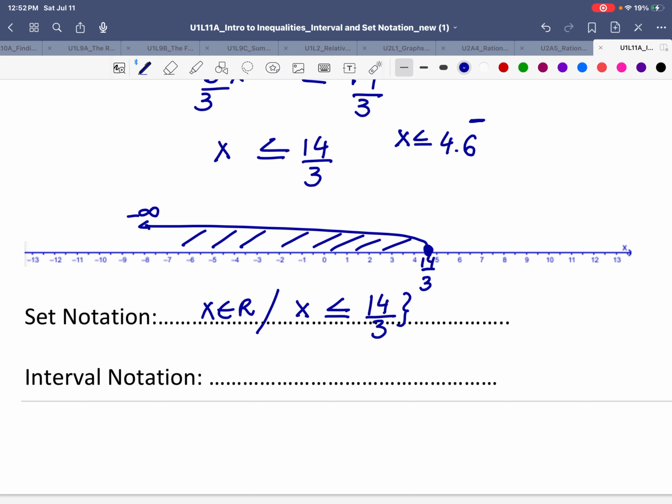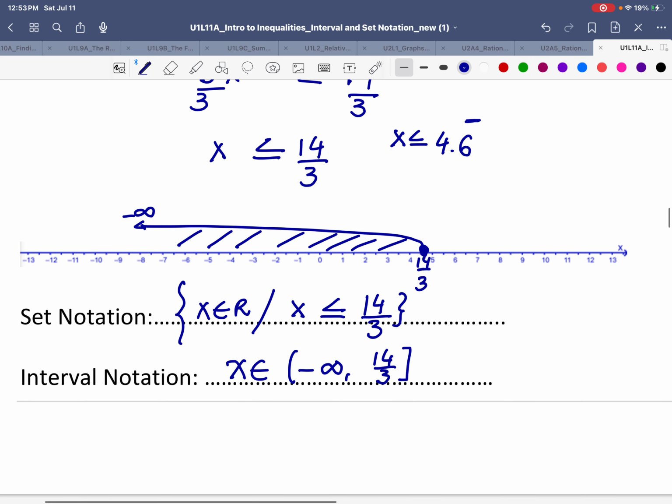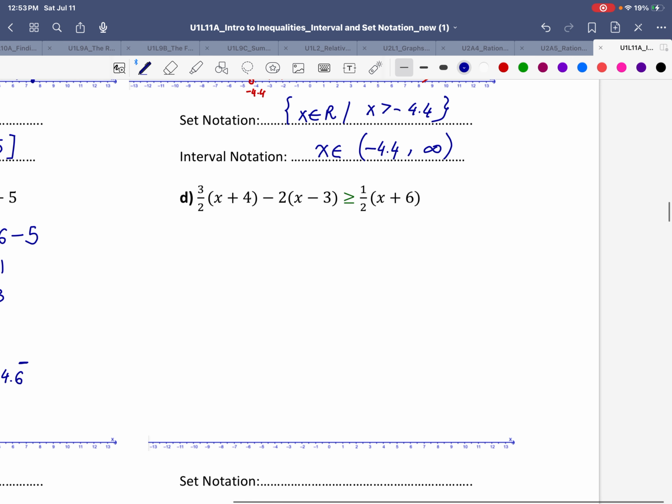When you write the solution in set notation, we must write the answer in exact form. So the decimal value just helps us locate where the point will be or where the boundaries are. Now in interval notation, same idea. We have to use exact values. We're starting from negative infinity and we're finishing at 14 over 3, and 14 over 3 is included. So we're going to write negative infinity, comma, and 14 over 3, and then close the brackets. Make them square, please.